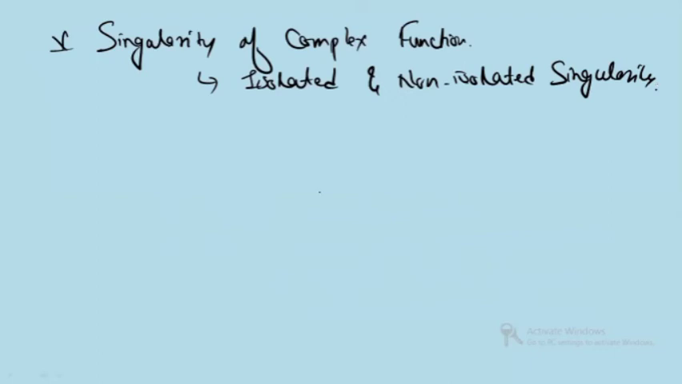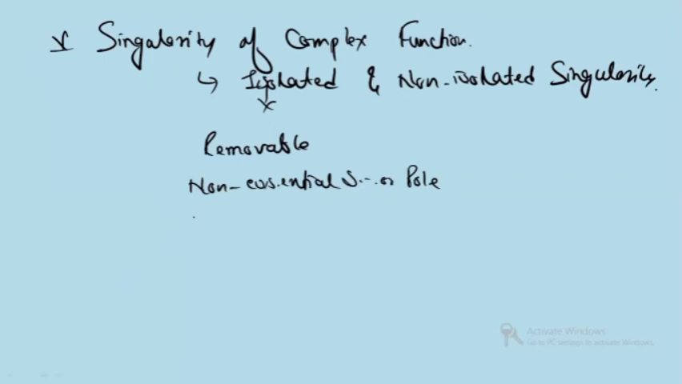And we will also see the types of isolated singularity. The first is removable, right? What is removable singularity? We will see with an example. Next will be non-essential singularity, or you can say pole. Clear? And the last one is essential. So all these three isolated singularities we will discuss using formulas.